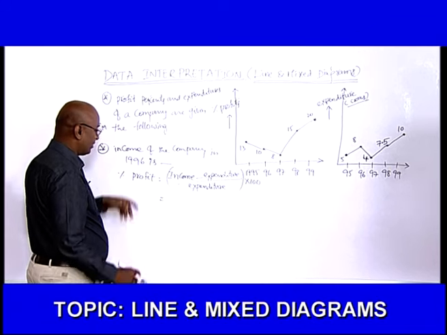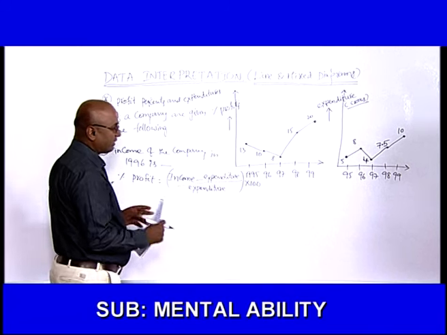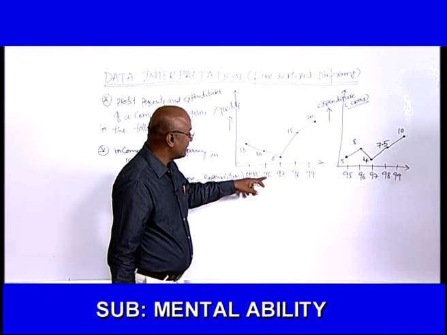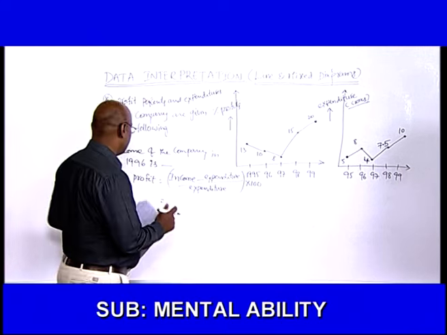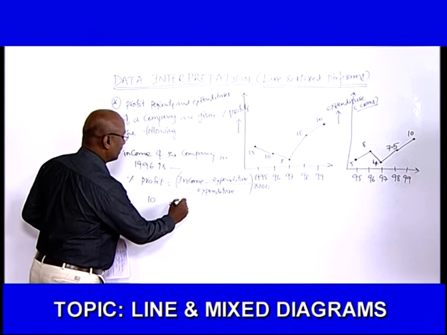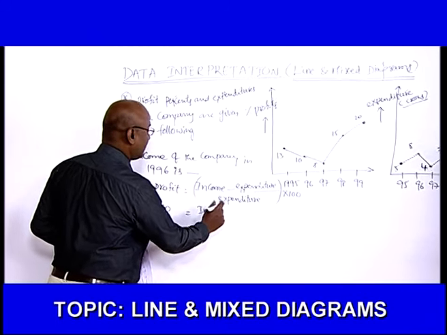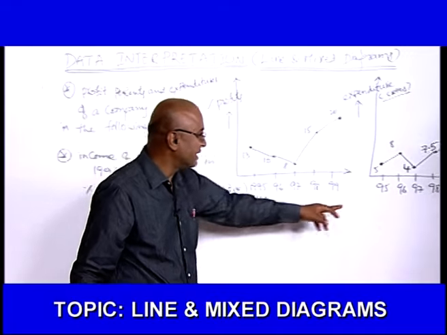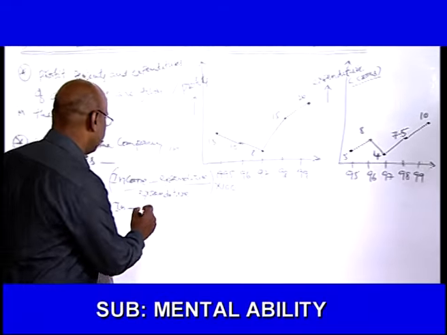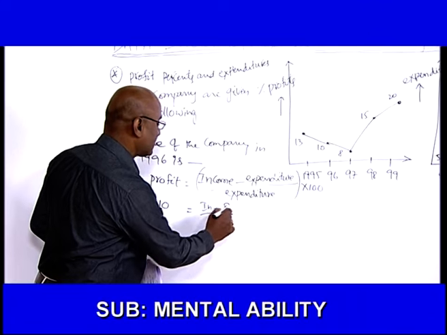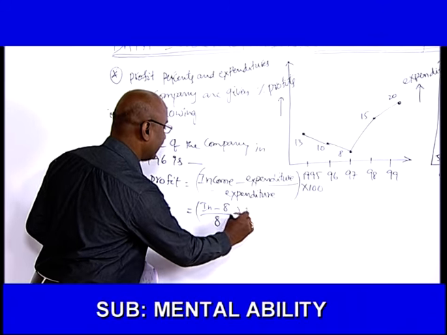In the year 1996 we don't know income. That is what we have to find out. Percent profit in the year 1996 is 10%. So 10% is equal to income minus expenditure in the year 1996, which is 8 crores, income minus 8 by expenditure 8 into 100.